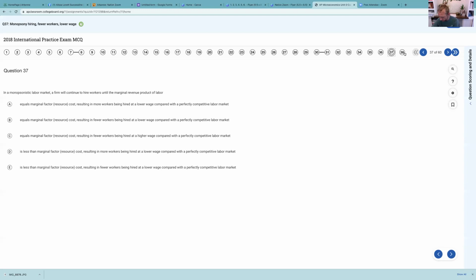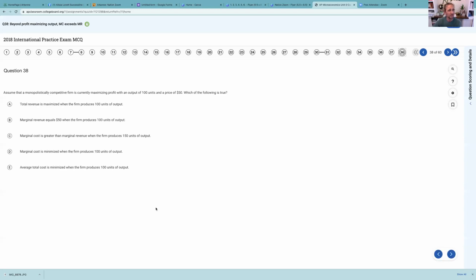Okay, 38. Assume that a monopolistically competitive firm is currently maximizing profit, output of 100, price of 50. Which of the following is true? So they are maximizing profit, they're producing 100, price is $50. Okay, so with a question like this, the easiest thing to do is just to draw a graph. A says total revenue is maximized when they produce 100 units. B says marginal revenue equals 50. C says marginal cost is greater than marginal revenue when they produce 150. D says marginal cost is minimized when the firm produces 100. And E, average total cost is minimized when the firm produces 100.